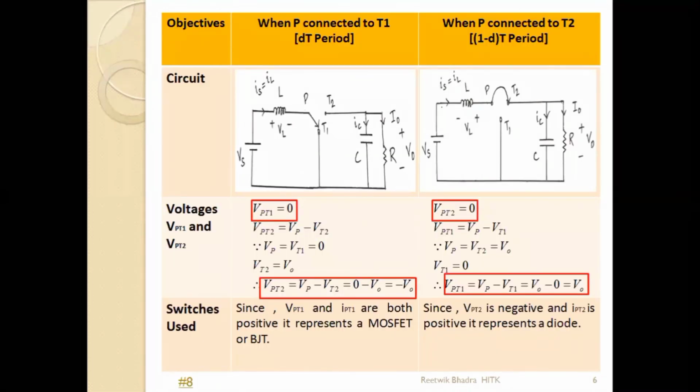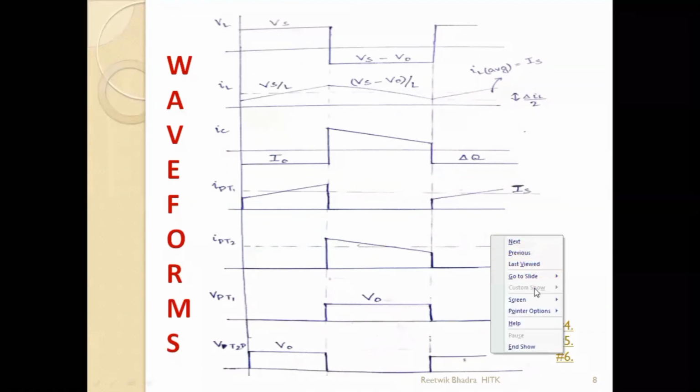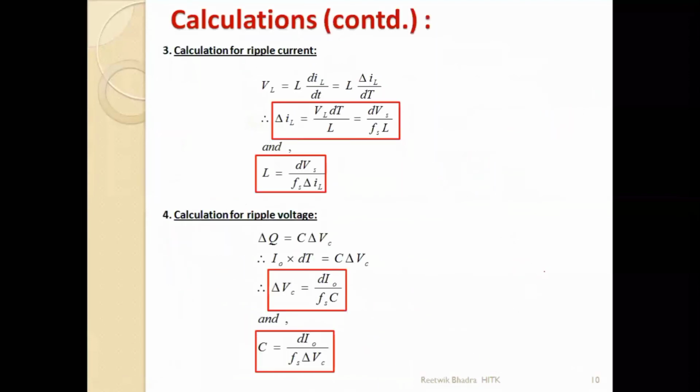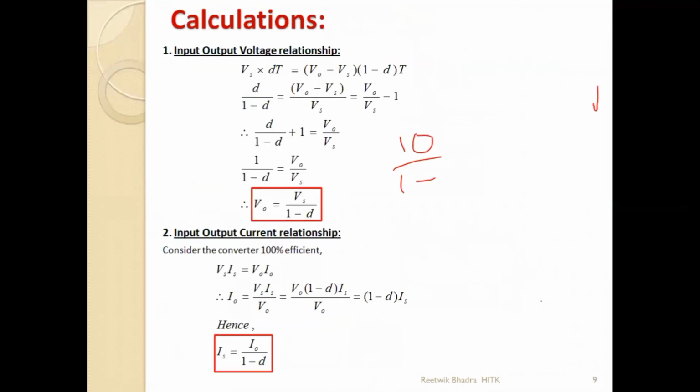This is IS, a constant current that is flowing through T2 also. This should be IS only, not I0. That's why I've written IS over here also, because some IS was written over here also. Next, the maximum inductor current I have already told you: IS plus del IL by 2, where IS is your average value, and IS can be written as I0 plus del IL by 2. So these are all the formulas which will be required in solving problems.